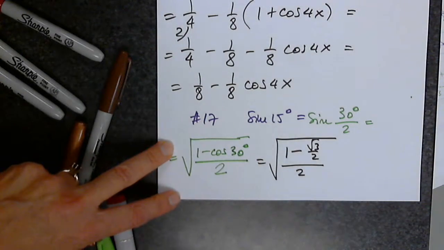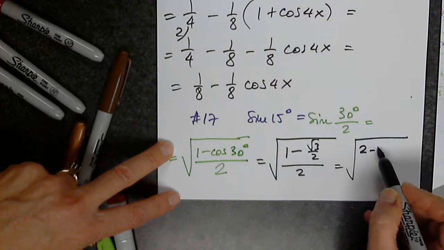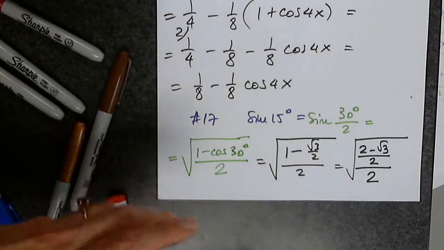Find the least common denominator in the numerator. So 2 minus the square root of 3 over 2, everything over 2.